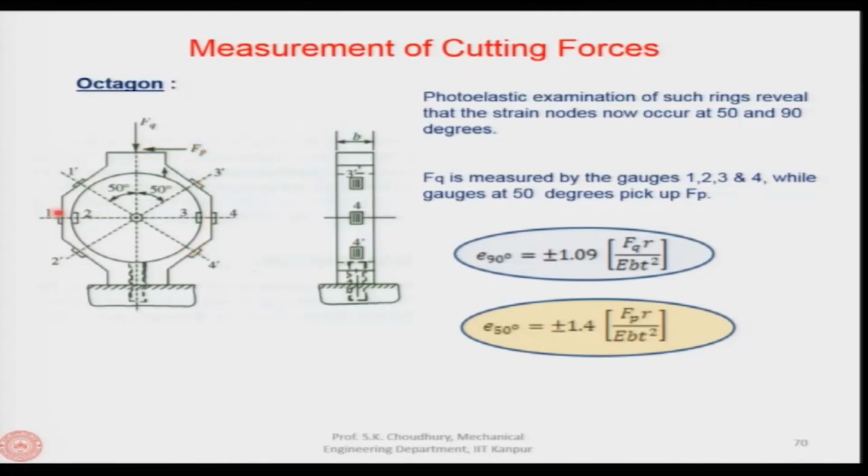Now, once again, when the strain at 90 degree is measured on these sensors 1, 2, 3, 4, there is no effect of the Fp, that is one thing that we have to maintain, and vice versa, on the 1 prime, 2 prime, 3 prime and 4 prime there is no effect of the Fq, they will only measure the force Fp. Well, now, let us see, based on these principles like cantilever beam or ring type structure or octagon, what are the dynamometers that are designed and made to measure the cutting forces.